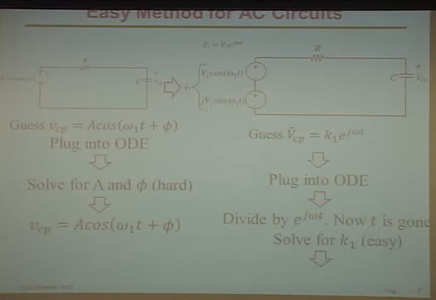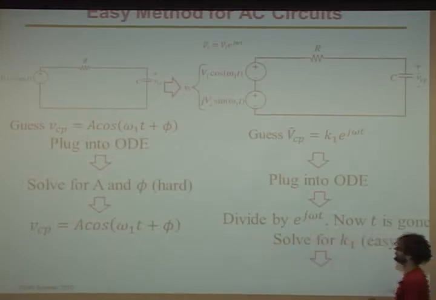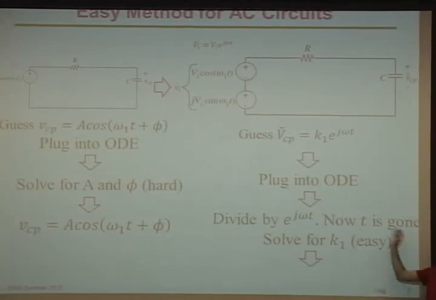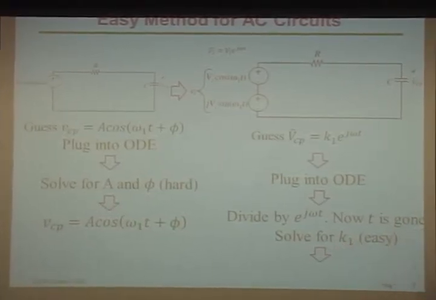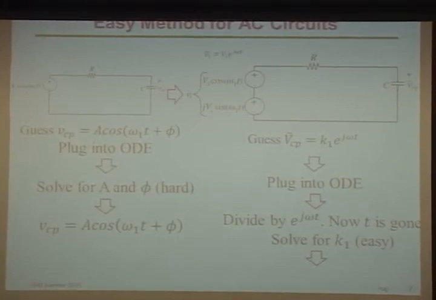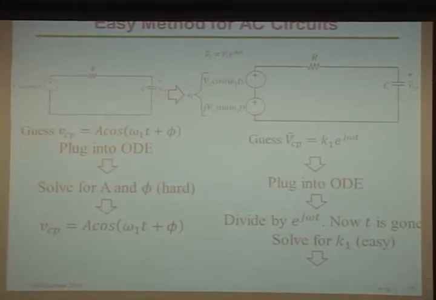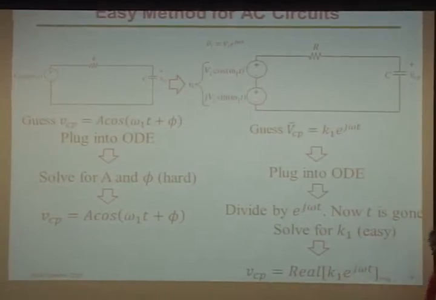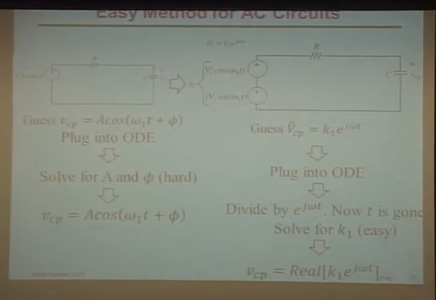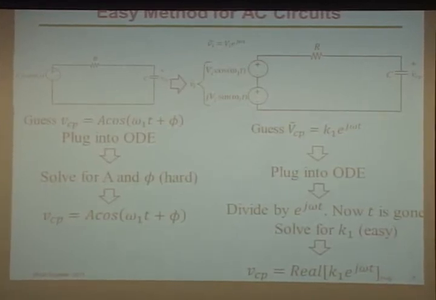You plug it in. Whenever you're doing any of these circuits, what you'll always be able to do is divide by your original signal. Once you do that, time is completely gone. You end up with some equation where you want to find K1, because when you have a particular solution, you make up a guess and you find the constant. And then, as we said and talked about in some depth, the real part of this particular solution will give you the response to a cosine.